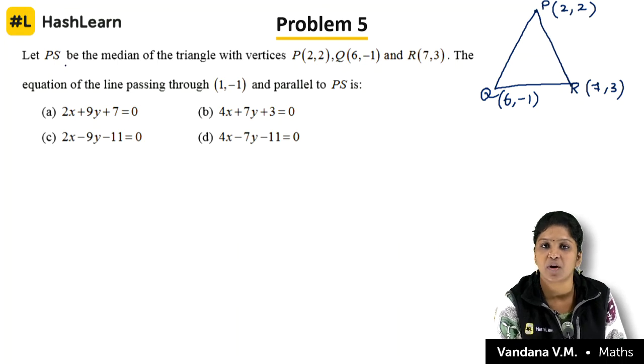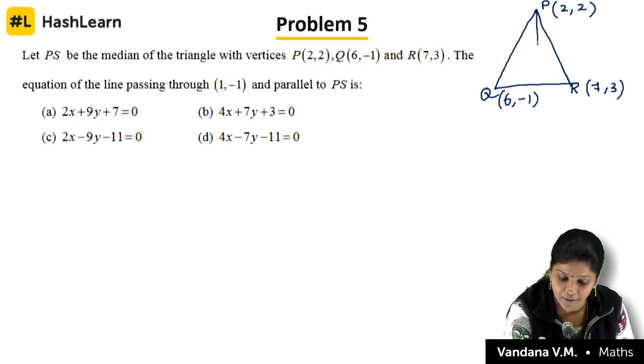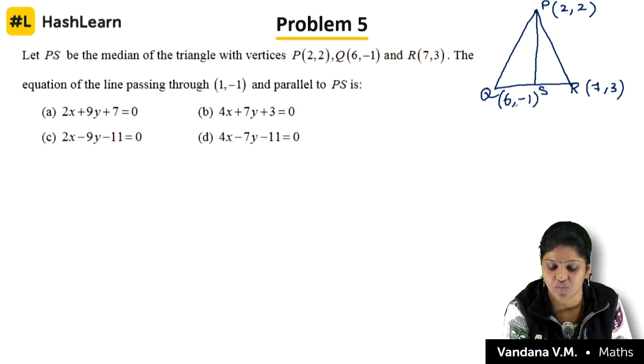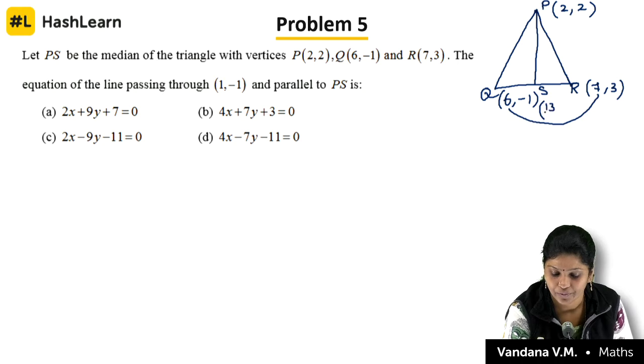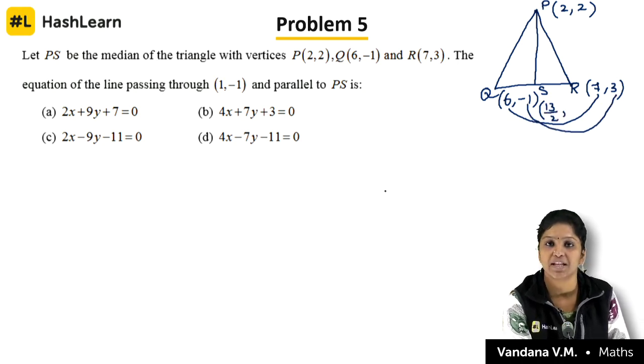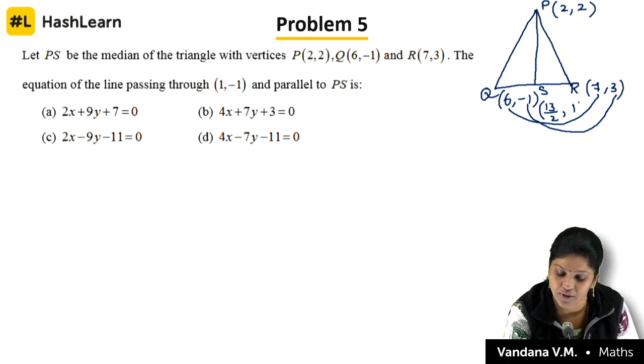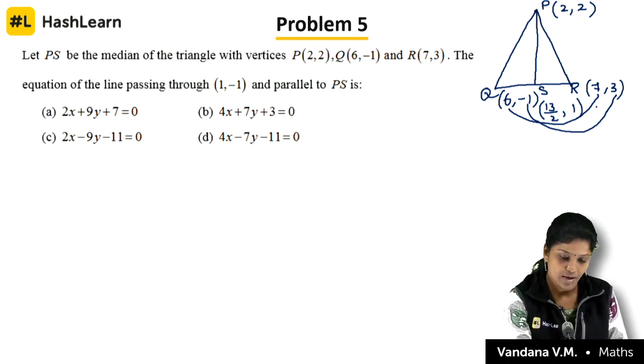Median. Median means what? From P to the midpoint of this side. S is the midpoint. How to find out the midpoint? Yes, x1 plus x2 by 2, 6 plus 7, 13 by 2, comma, y1 plus y2 by 2, minus 1 plus 3 by 2. That is, I'll get 1 over here. 3 minus 1, 2 by 2 is 1. Okay, so there is a PS.